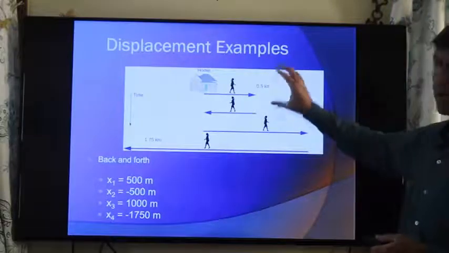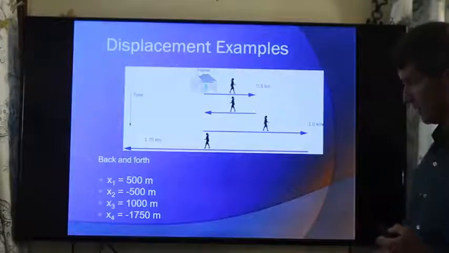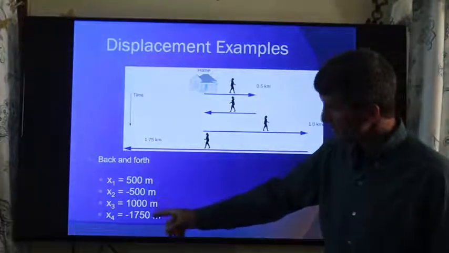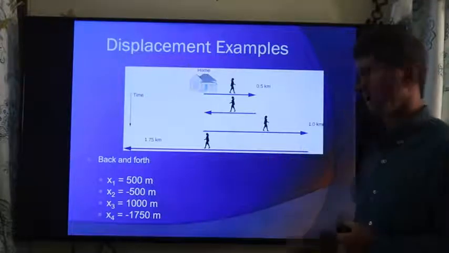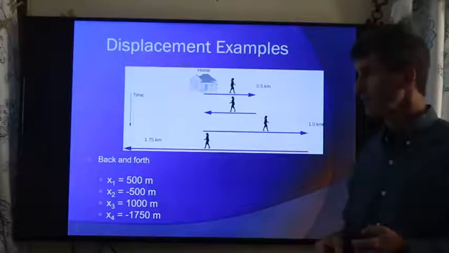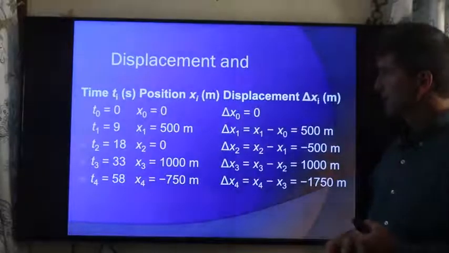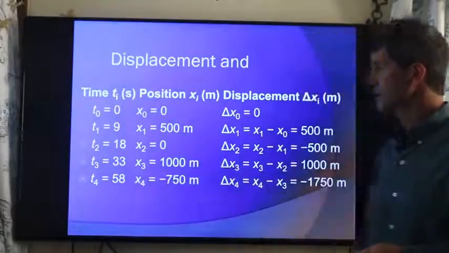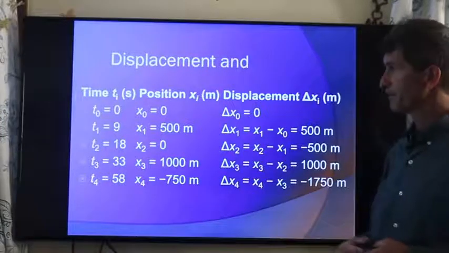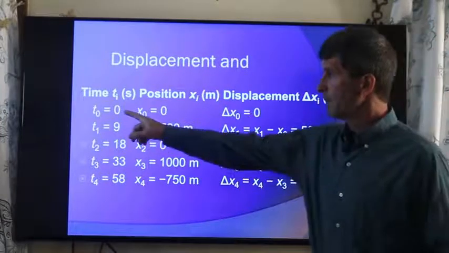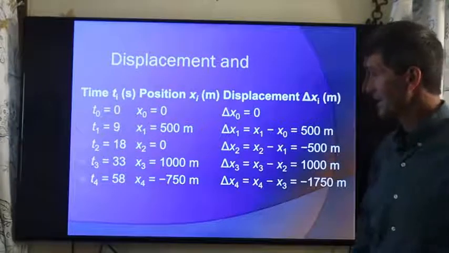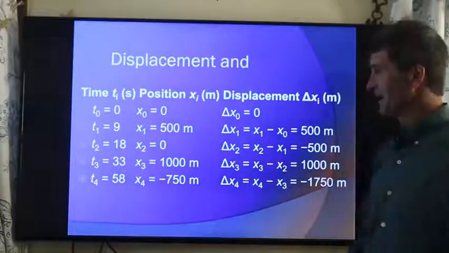Here's our displacement. Now I'm going to add some extra information to this. First displacement, second displacement, third displacement, fourth displacement. There was no indication how long it took in each case. Let's now say that in each of these cases, there was a certain amount of time that went by. Originally she started at home, then it took 9 seconds to go half a kilometer.